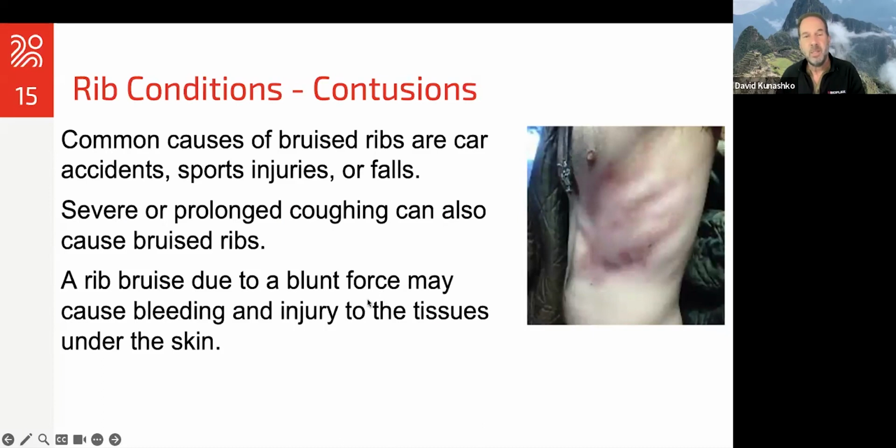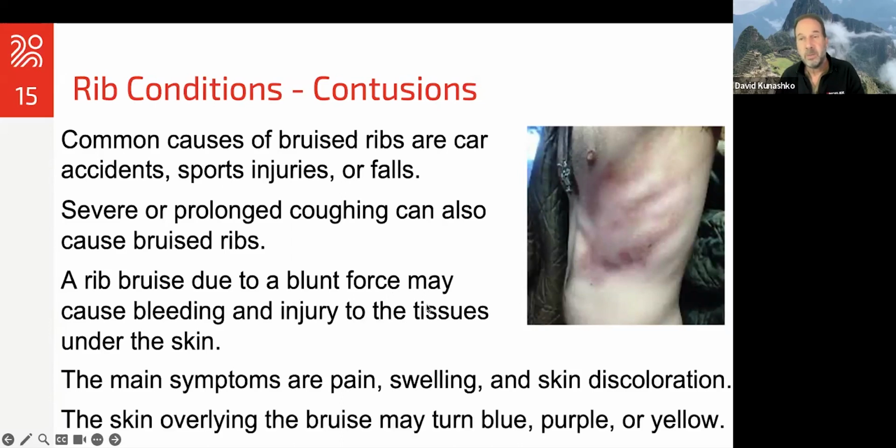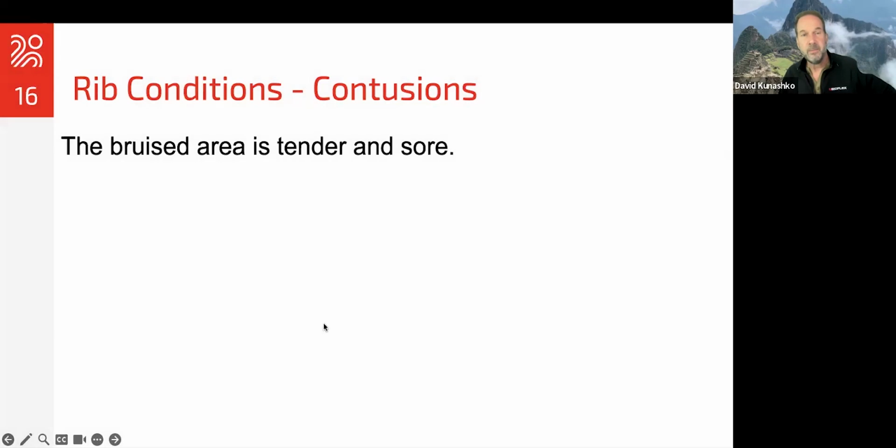Oftentimes it's because of trauma, and this will cause some bleeding, and then you can see in the diagram there the bruising that appears, the hematoma. Obviously, there's pain, there's swelling, skin discoloration that goes from blue, purple, and yellow, signifying the stages of healing. Laser therapy is super efficient and effective for these kinds of issues, for bruising anywhere in the body, but because the ribs are relatively superficial, you throw on the array and you will get significant healing and reduction of the bruising and pain and inflammation relatively quickly.